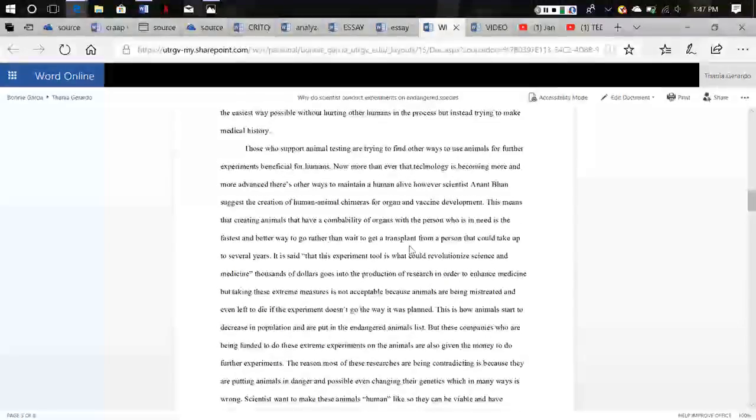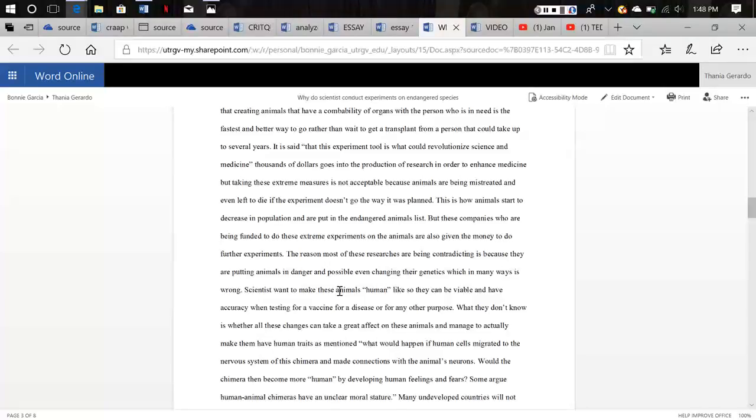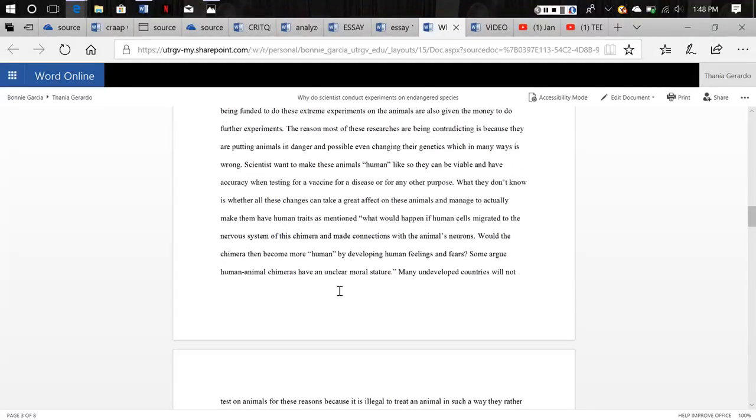My second source was experimental, used in neuroscience and medicine. Oh, okay. So my second source was human animal chimeras. So this source was about getting animals until they're mature enough, taking away their genetics, taking away a human's genetics, and putting them together and creating a human animal. So this was my secondary source because this was not testing on endangered species.